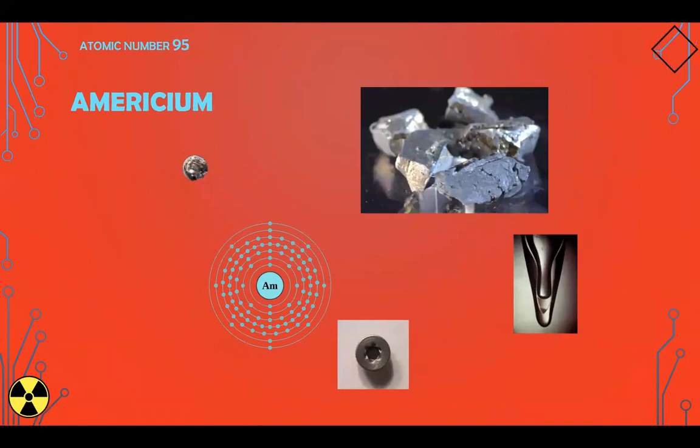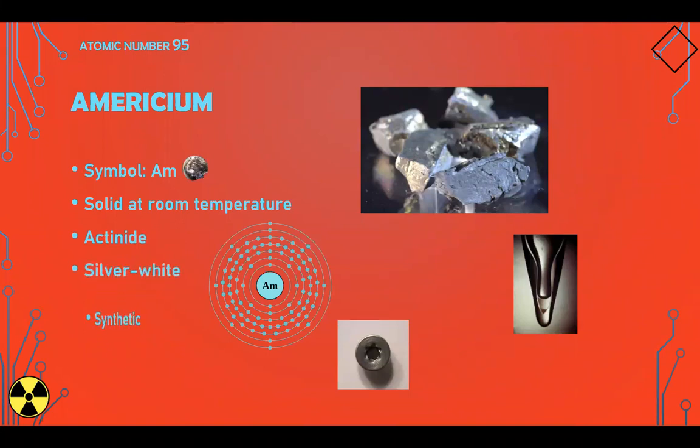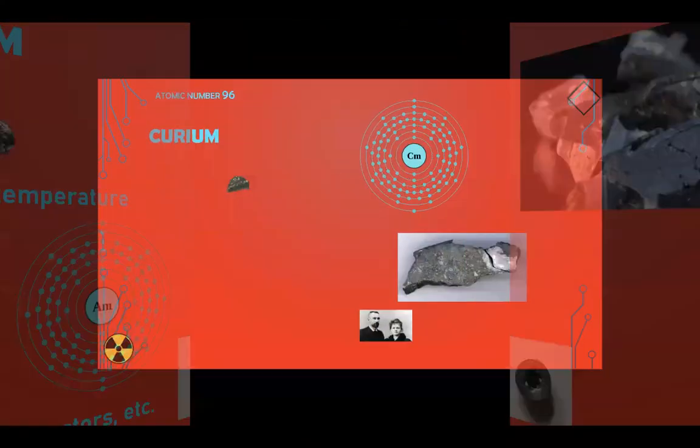Americium. Yes, that's how it's pronounced. It's named after America, by the way. Americium has the symbol Am. It's a solid at room temperature. Pretty solid, right? Americium is an actinide. It's silvery white, it's synthetic, it's radioactive, blah, blah, blah. And americium is used in some smoke detectors because it's pretty sensitive to smoke.